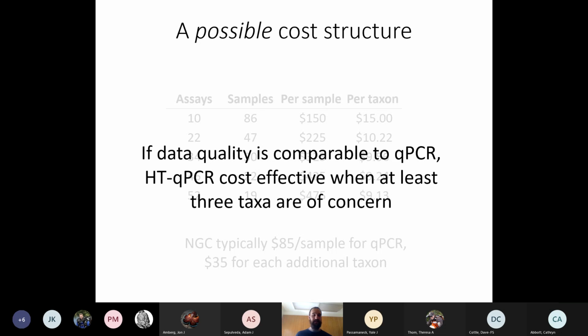And this is just some text reminding me to say basically what I said, other than that, the threshold between qPCR and high throughput qPCR is probably around 3 taxa. If it's 2 or fewer taxa, you should just use conventional qPCR. If it's 3 or more taxa that you're interested in, then these high throughput chips are going to start looking cost effective.